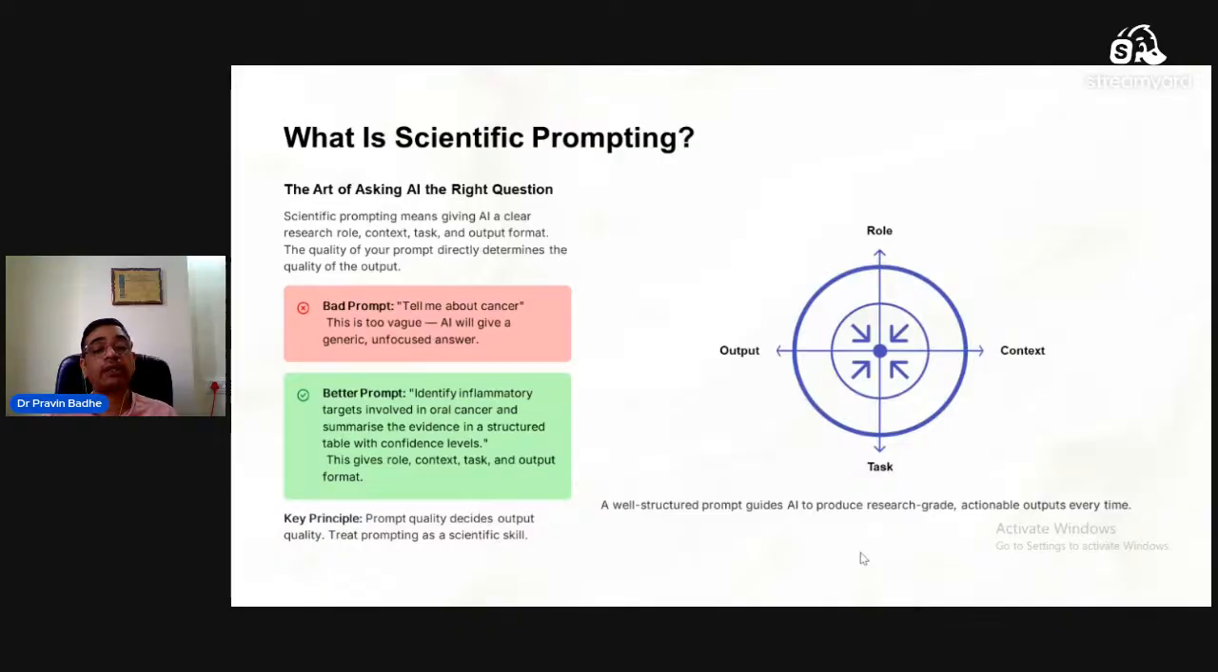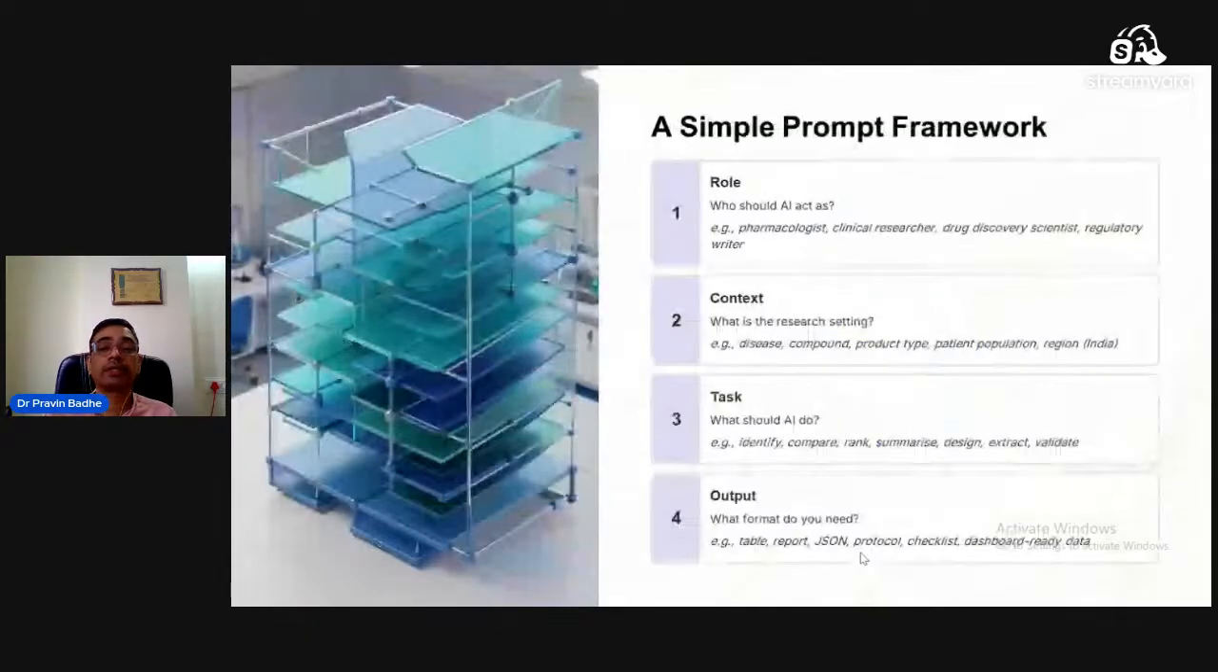Then I will say identify inflammatory targets involved in oral cancer. Then I will give the task, that it will summarize the evidence, and the output will be in a structured table with the confidence level. That is again a process where you need to make sure that for every scientific prompt which you give to develop the research framework, you use the process of scientific prompting. So here is a simple example.